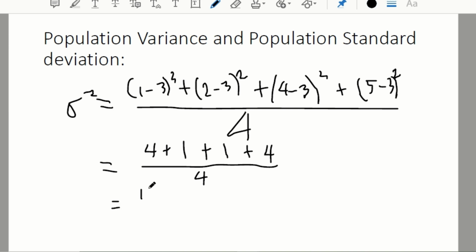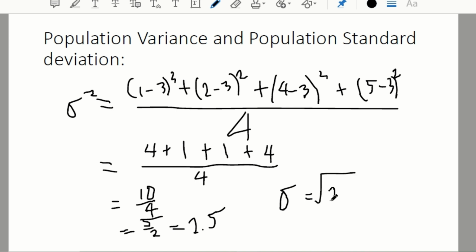So divided by 4, we have 4 plus 1 is 5, plus 1 is 6, plus 4 is 10. So 10 over 4, or 5 halves. Or you can have it in decimal form, 2.5. So therefore, our standard deviation is the square root of 2.5, which is equal to 1.58.